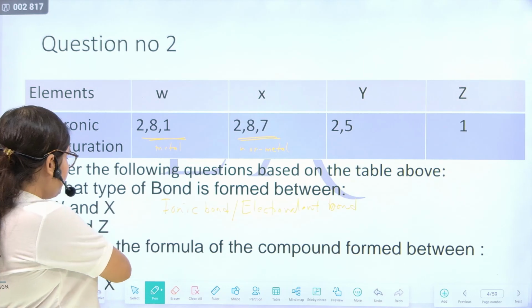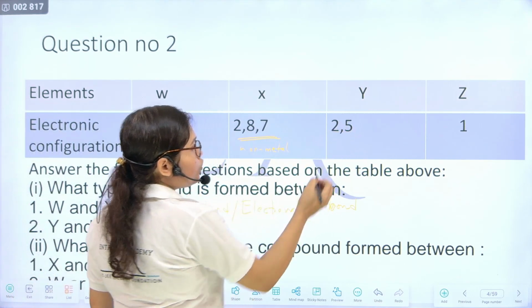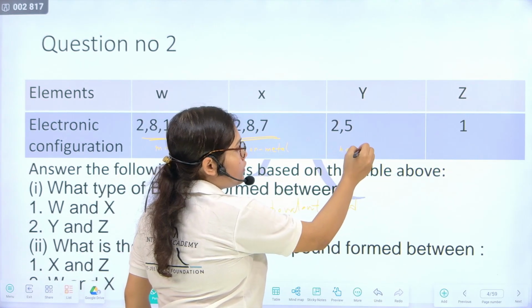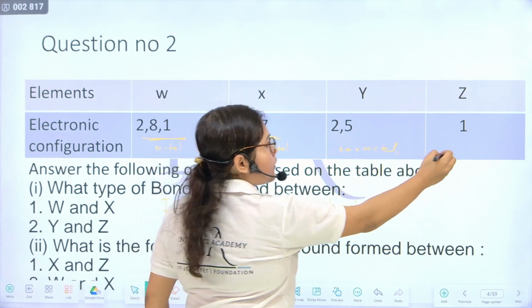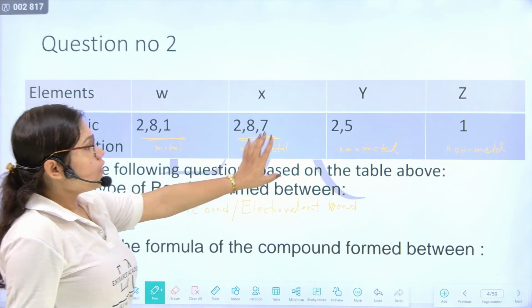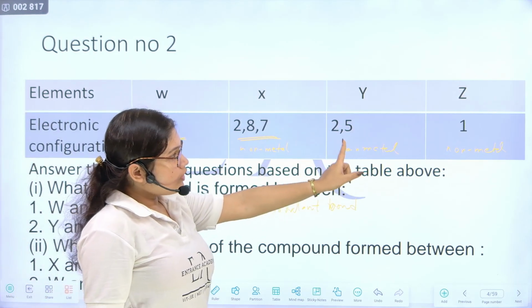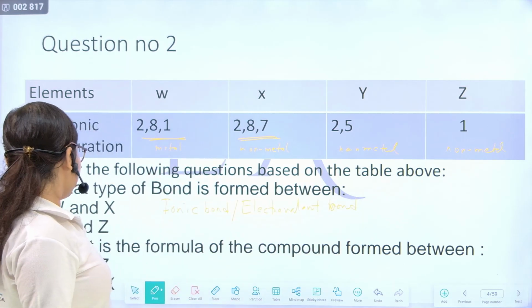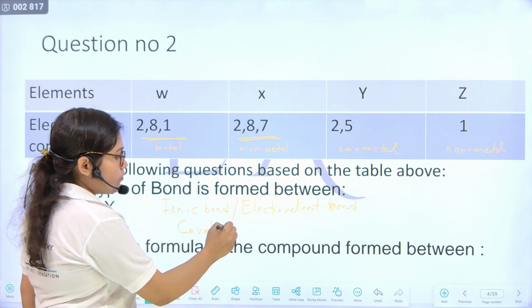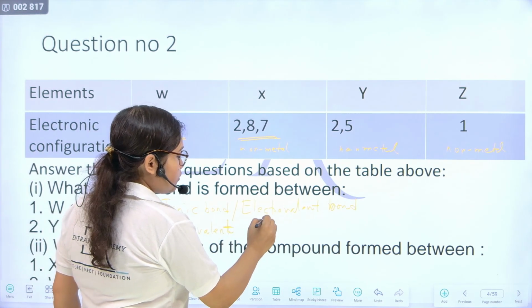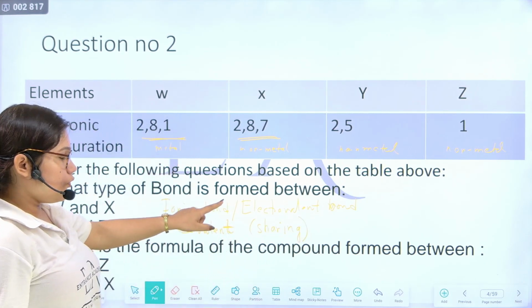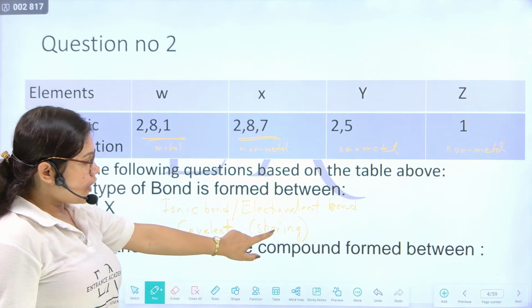Second one is Y and Z. Y has 5 electrons in the outermost shell, and Z does too. So Y is a non-metal and Z is also a non-metal. It is clear from the given table that Y and Z are both non-metals. So the bond between Y and Z is clearly a covalent bond, where there is sharing. So in the first case, ionic bond where transfer is there, and second one, covalent where sharing is there.